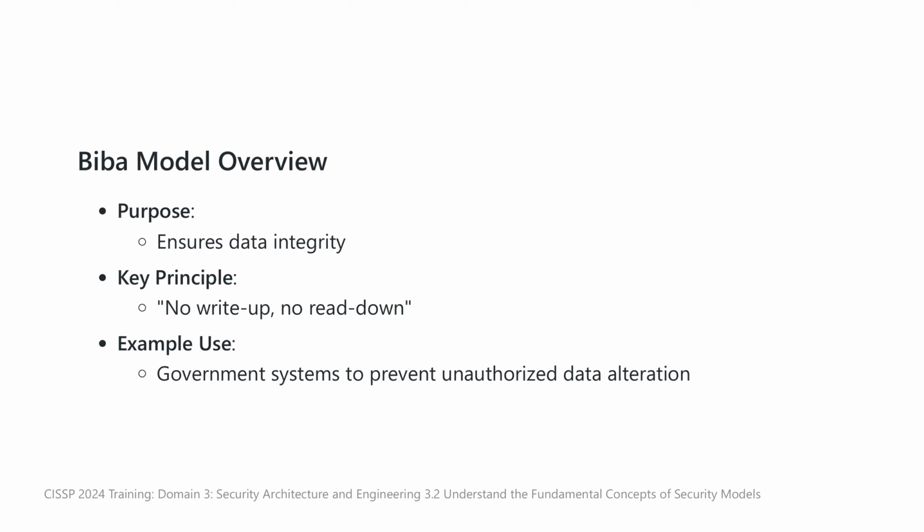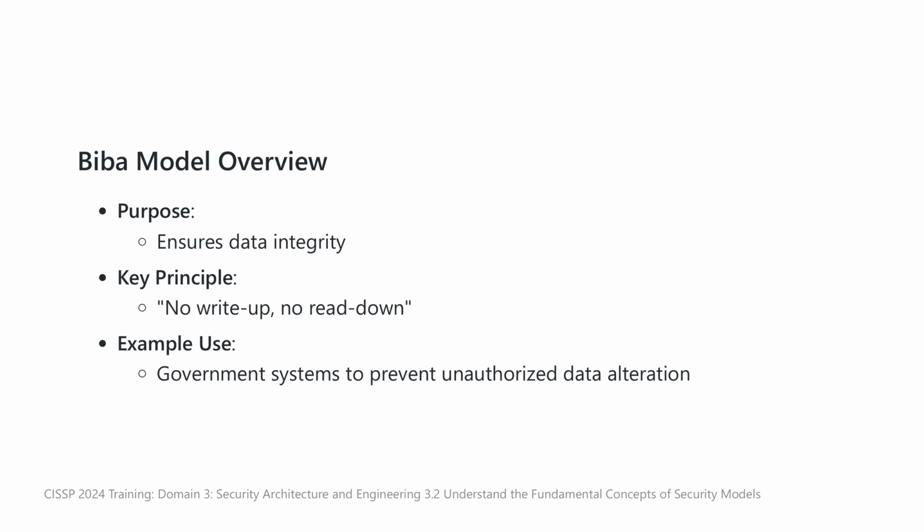The BIBA model is a crucial security model designed with the purpose of maintaining data integrity. Its primary objective is to ensure that information remains unaltered and consistent with its intended state. The key principle underpinning the BIBA model is the no write-up, no read-down rule. This means that a user at a lower integrity level cannot write information to a higher integrity level, and conversely, a user at a higher integrity level cannot read information from a lower integrity level.